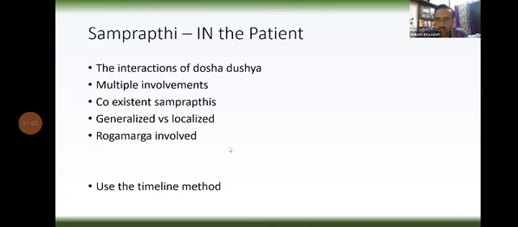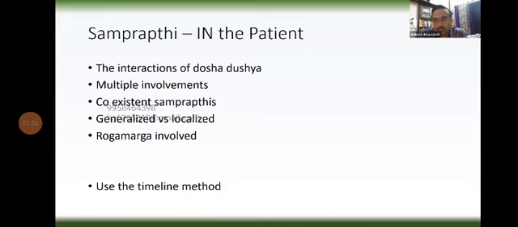And also you can use the timeline method, because the timeline will give you an idea of what all is going on. For example, a patient developed dyslipidemia at the age of 25. He developed diabetes at the age of 30. He developed obesity at the age of 40. And he developed MI at the age of 50. So what is the underlying pathology? The underlying pathology is Kaphameda Dushti and the resultant Avarana. And that Avarana has caused multiple complications, including stroke, MI, etc.